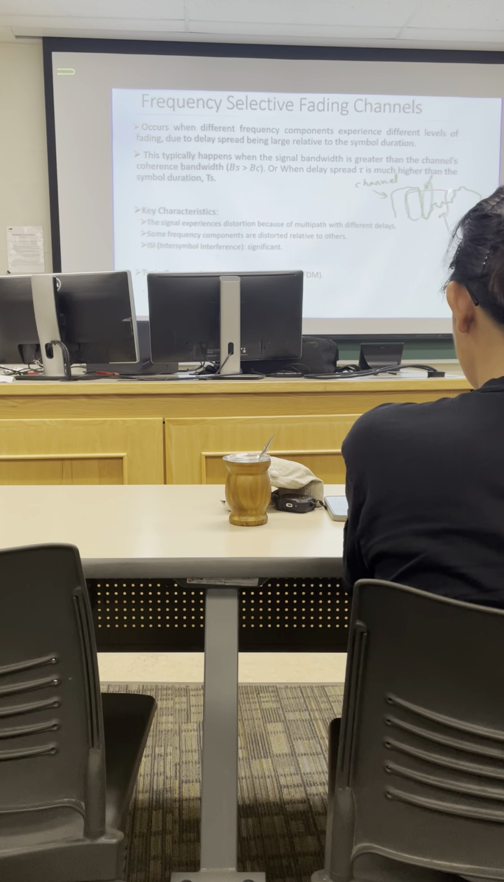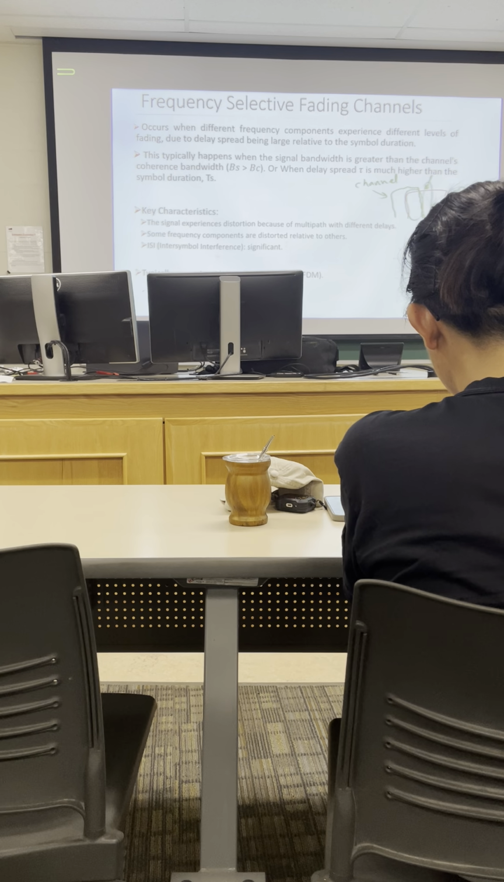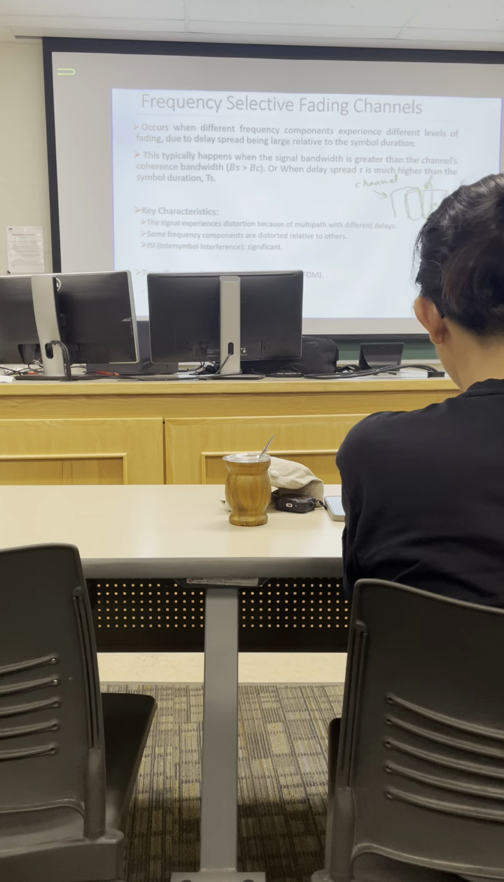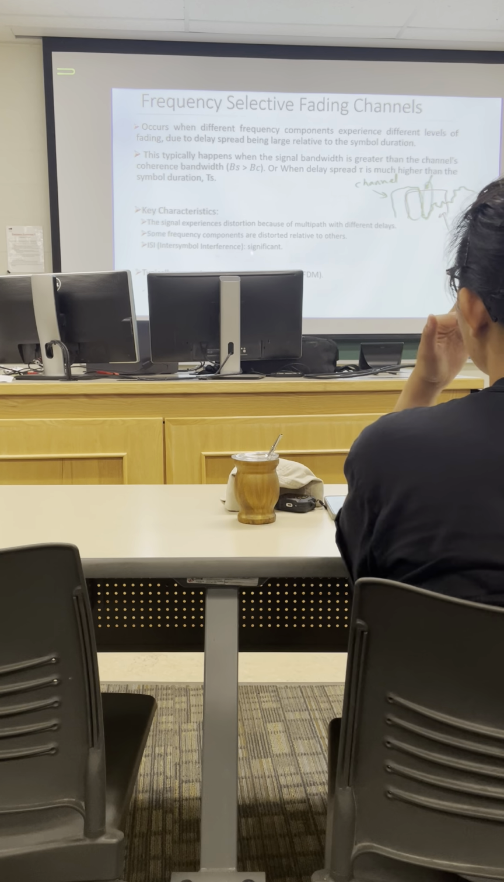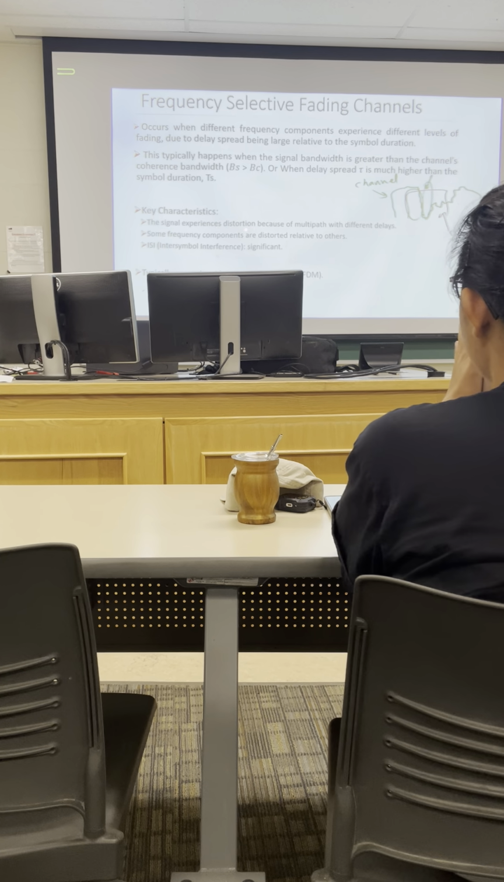So typically this happens when the signal bandwidth itself is greater than the coherence bandwidth. Okay, this is typically the opposite of the previous one. So now I have a signal bandwidth greater than the coherence bandwidth. In this case, the whole bandwidth will experience different coherence bandwidths. Okay, so I will have what is called significant interference. Some frequency components will be distorted relative to the others. Okay, and this signal experiences a distortion, right?